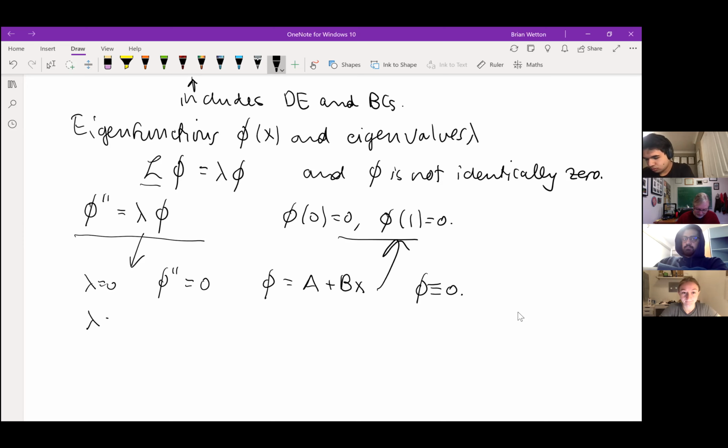What about lambda positive? A nice way to remember in this example, and it makes the algebra nice, is if I say lambda is mu squared with mu some number, then I know that lambda is going to be positive. So then I've got phi double prime minus mu squared phi is 0.